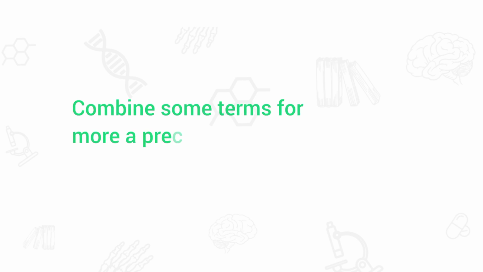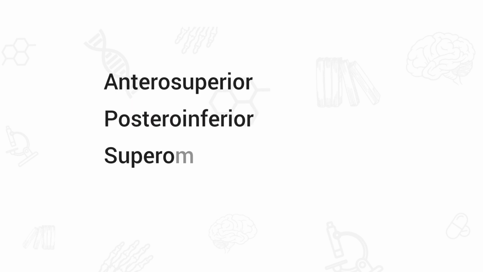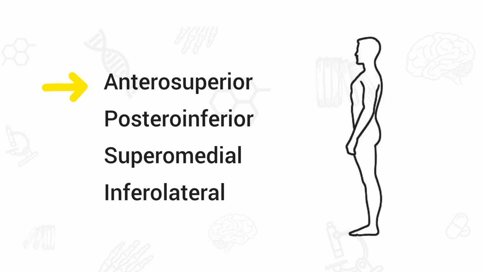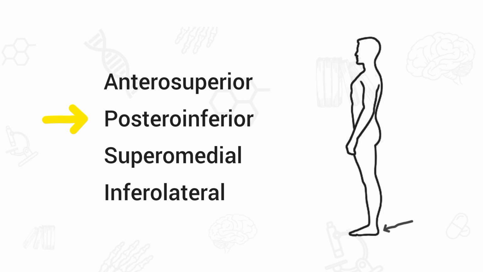Okay, so sometimes we combine some terms for a more precise description of structures, and we get terms like anterosuperior, which are structures towards the front and upper side. For example, the chest is anterosuperior to the butt. And then we have posteroinferior, which are structures that are towards the back and lower side. For example, the heel of your foot is posteroinferior to your knee.